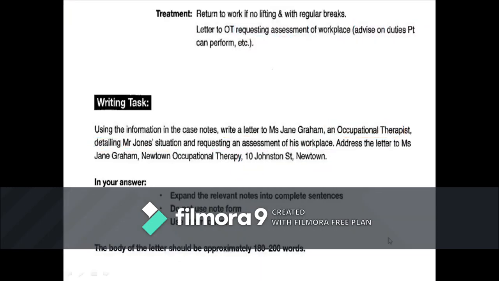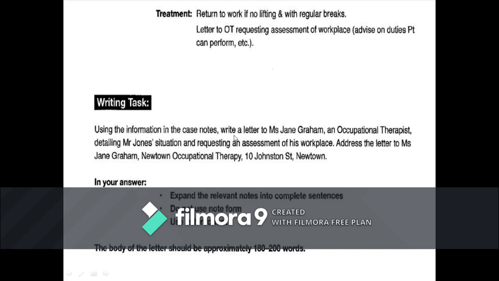As I have told you multiple times, when you start writing, don't start by reading your case notes. First of all, move to the writing task and read the task carefully. So let's read it now.